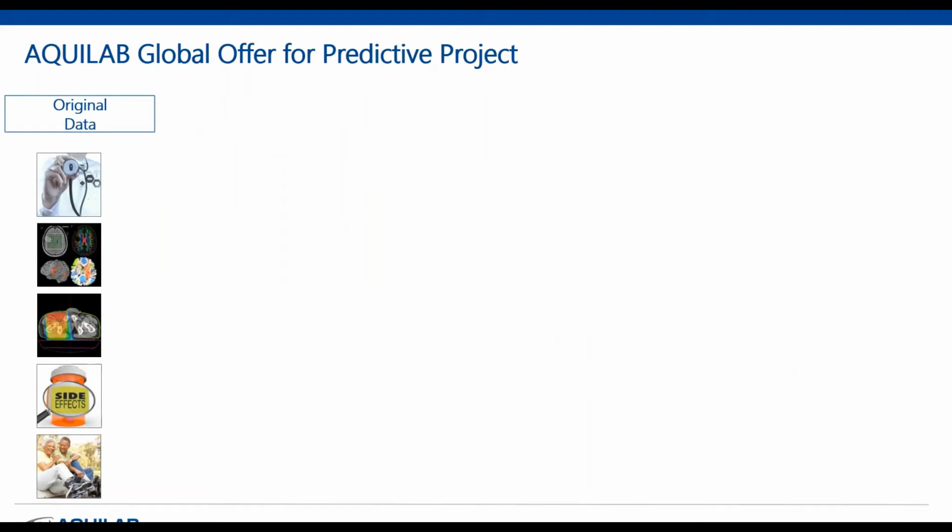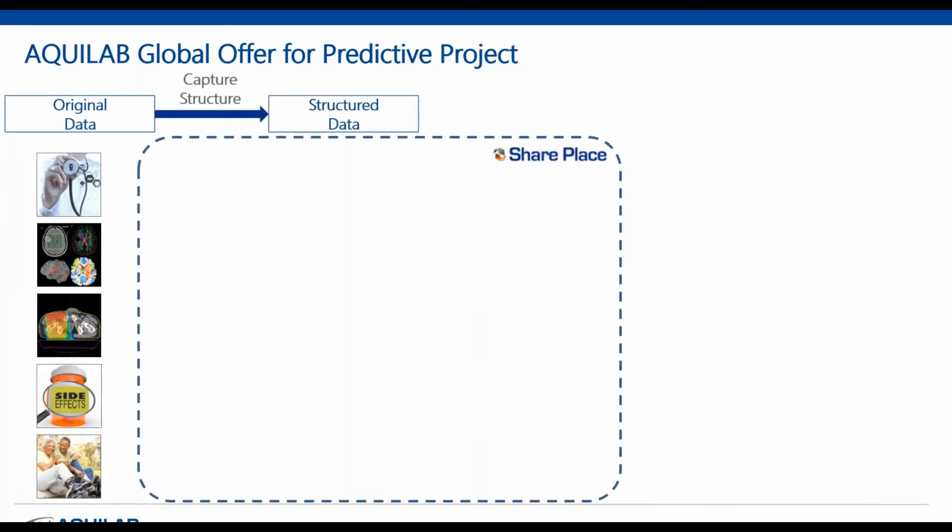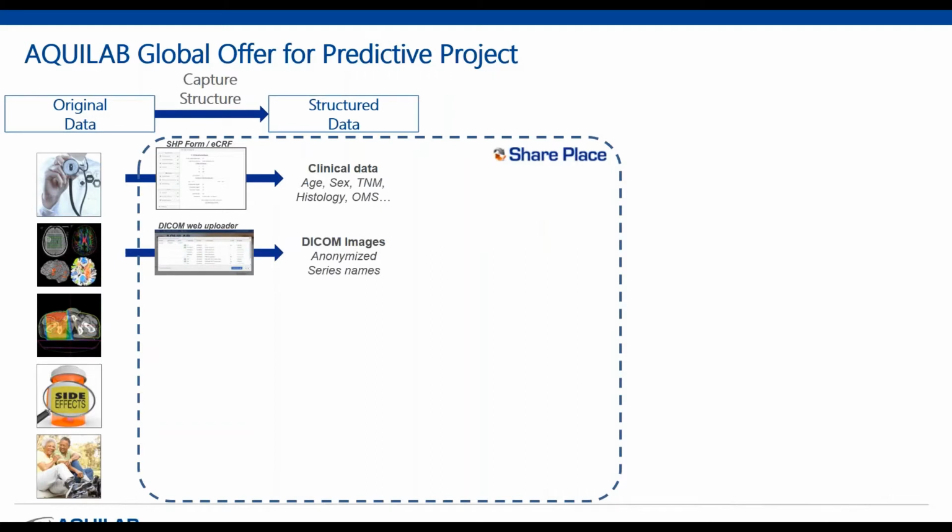So what do we currently propose in the AQUILAB Shareplace platform to try to structure and analyze this data? First of all, we can collect, of course, all clinical data based on specific forms, but also connected to eCRF. For imaging, I will give you a short demo after. We have a specific web uploader where we can upload DICOM images into the platform. And what we do is we anonymize this data, of course, based on the identification of the patient in the study. But we also modify the series names in order to structure all this data when we want to do some analysis after. For example, all the series will be CT planning, for example, and it will be very easy to know exactly which series will be used for a typical analysis.